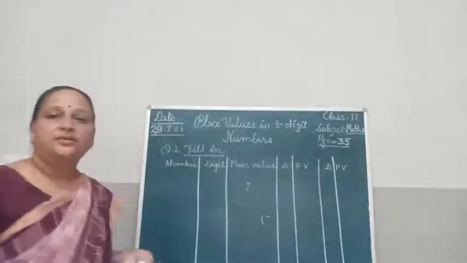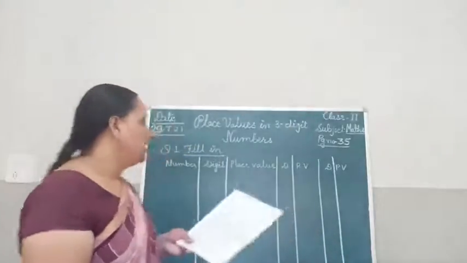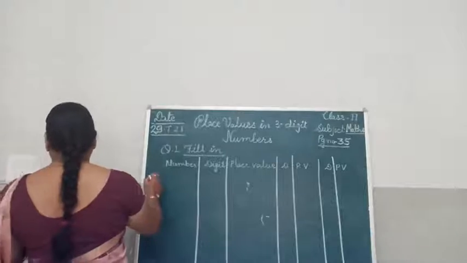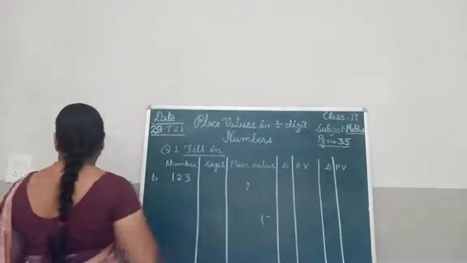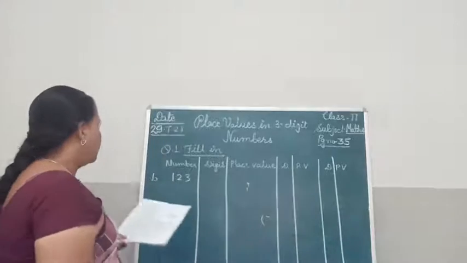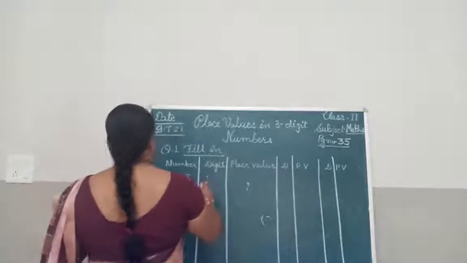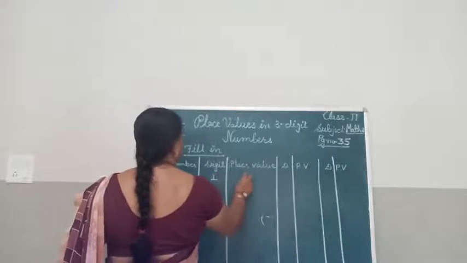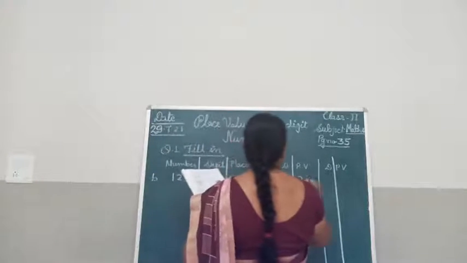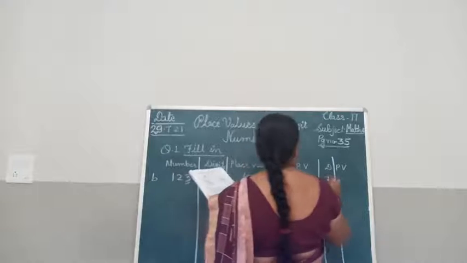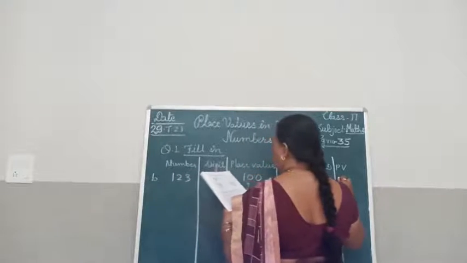D for digit and PV for place value. Here the number B, 120. So the digit 1, place value 100. Digit 2, place value 20, and digit 3, place value 3.